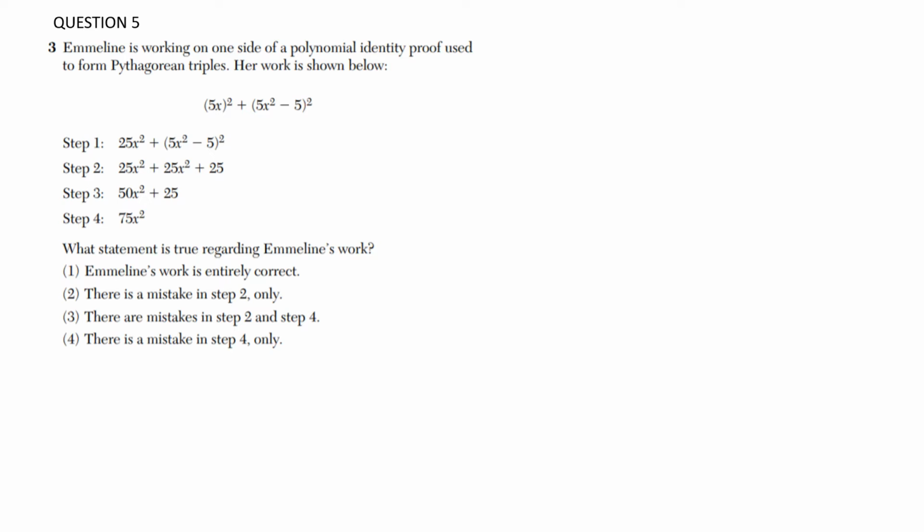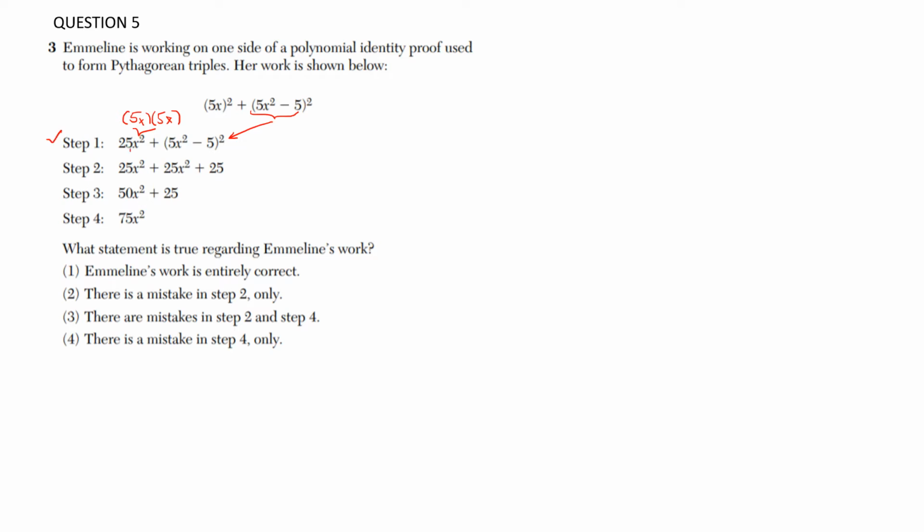So in step 1, it looks like she multiplied out this 5x squared term. Let's do that for ourselves. 5x times 5x does indeed equal 25x squared. And she brought this entire term down as is. So step 1 is perfectly fine.